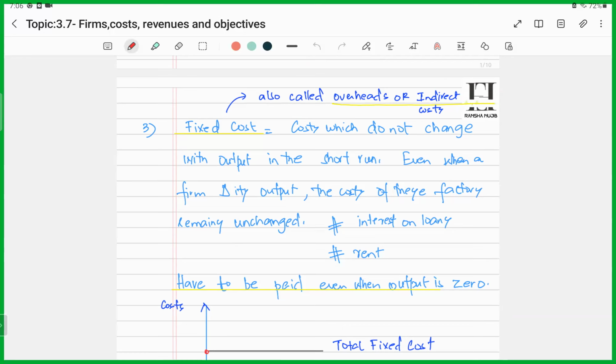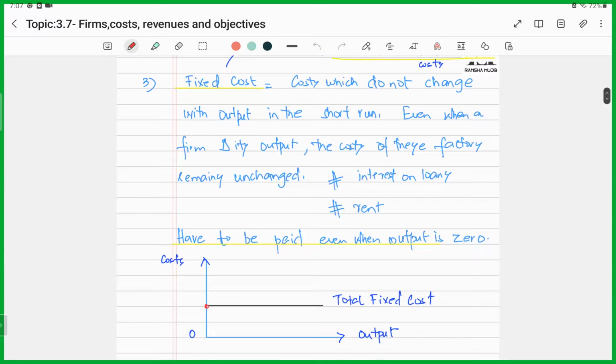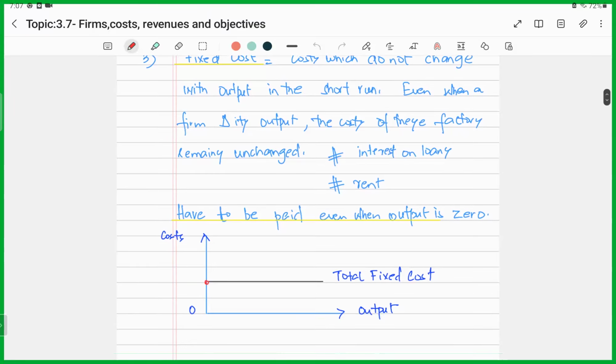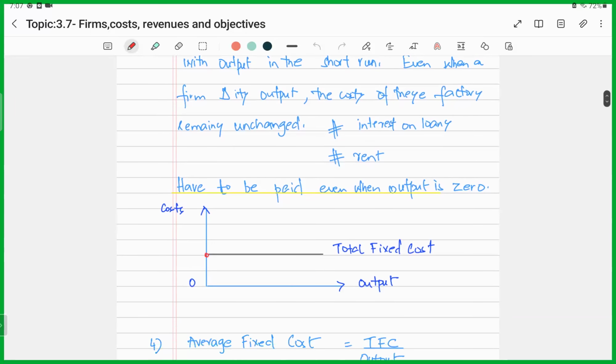For example, rent or interest on loans. Now, what do we mean by fixed? By the term fixed, we mean that they have to be paid even when the output level is zero. This means that even though the firm might not have started its operations, there are certain costs that have to be paid even when the output level is zero.